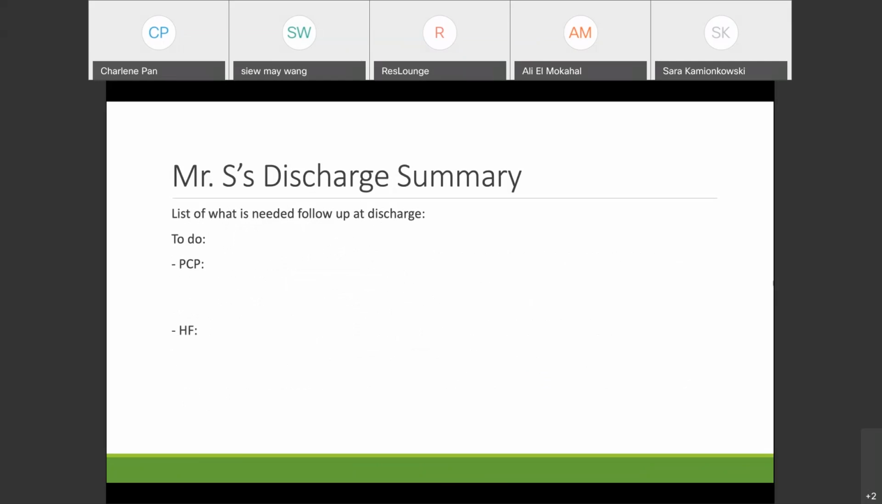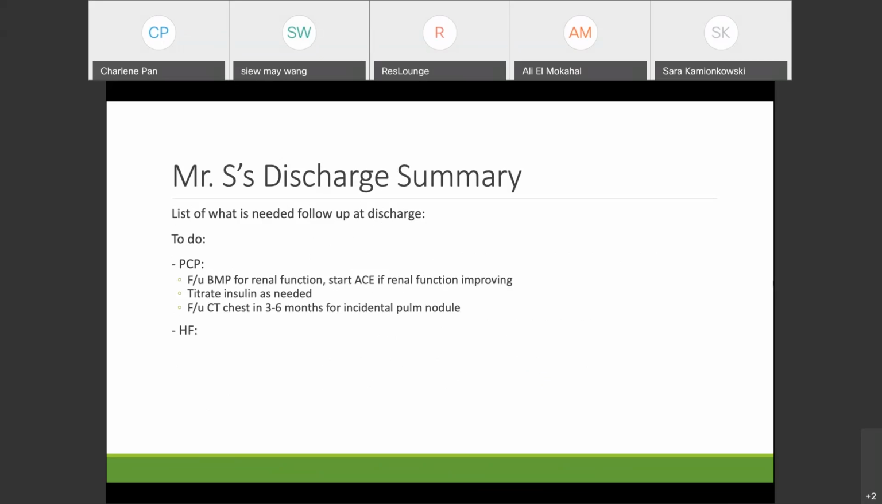And then in terms of your discharge summary, right, the format that we often use here is, at the bottom of the hospital course, you write to-do, right? So the primary care physician should follow up on X, Y, and Z, and then the heart failure team should also follow up on X, Y, and Z, okay? And for the sake of time, we'll just go over that now.